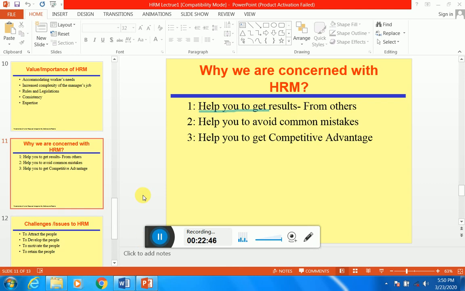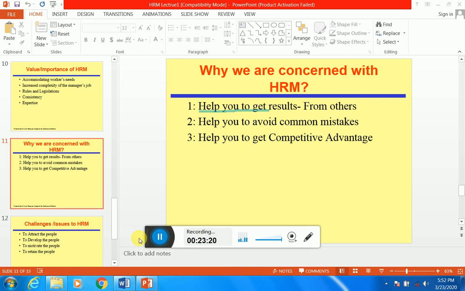The next point is that it helps you to avoid common mistakes. A qualified human resource manager utilizes organizational resources in such a way that helps to avoid common personnel mistakes. Mistakes can be hiring the wrong person for the job, experiencing high turnover, finding employees not doing their best, and having the company taken to court because of discriminatory practices.